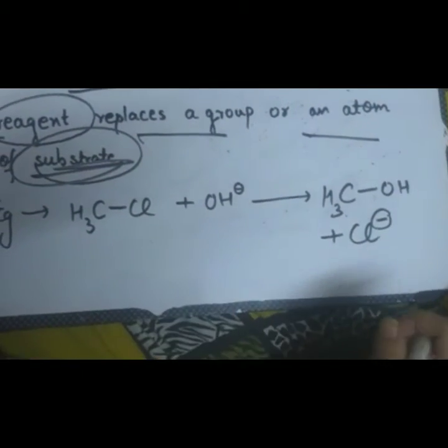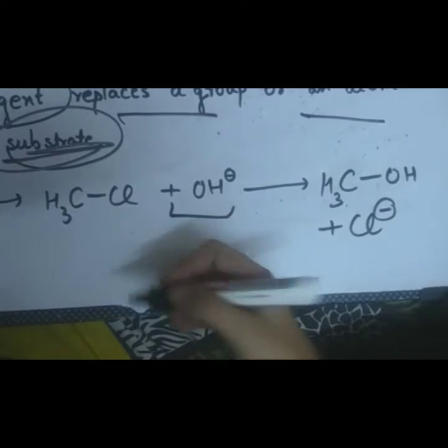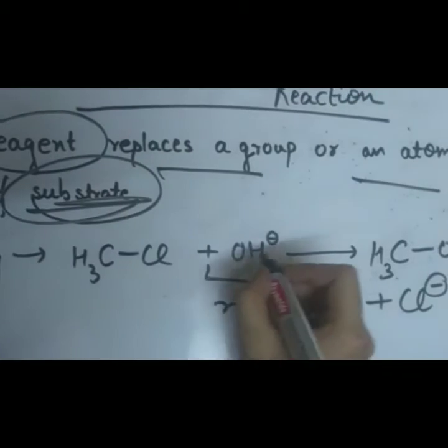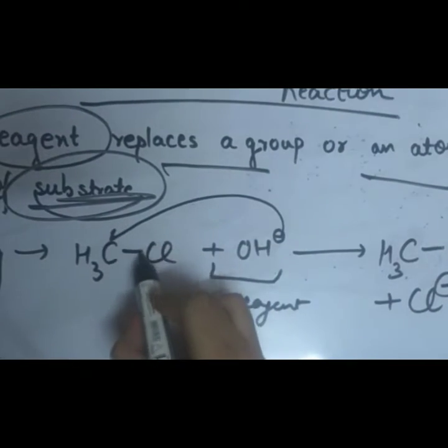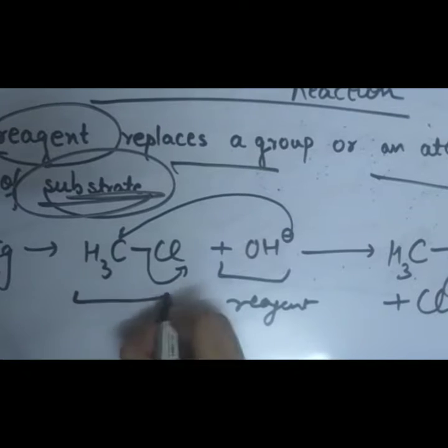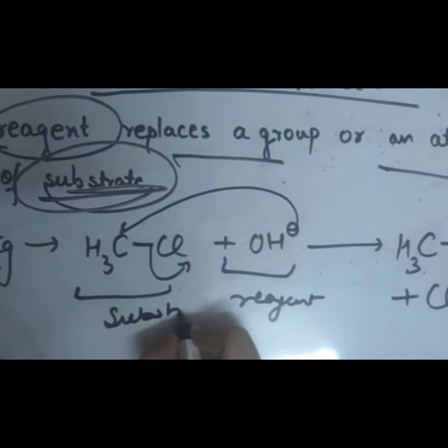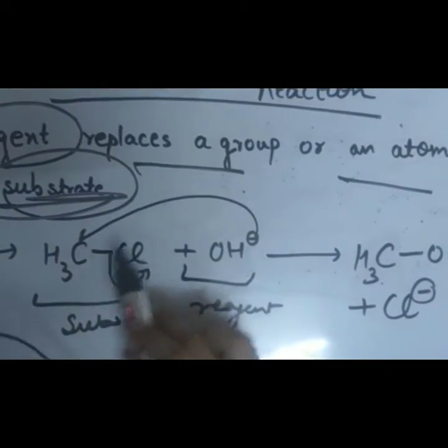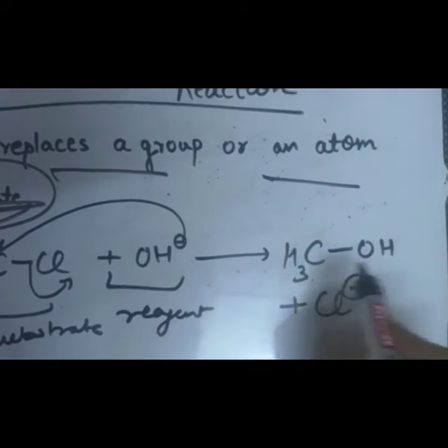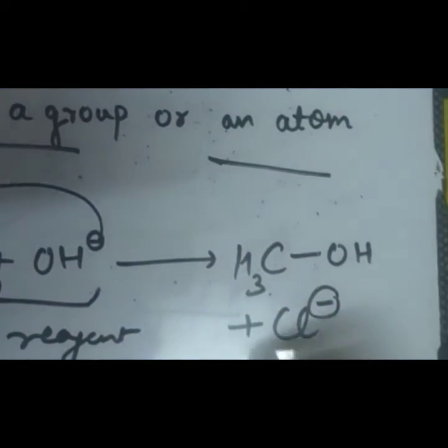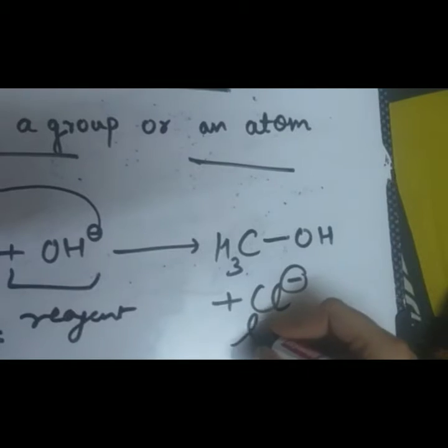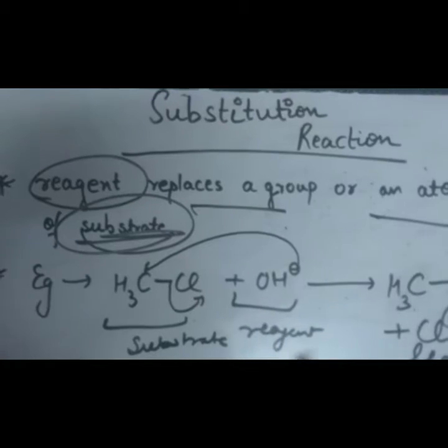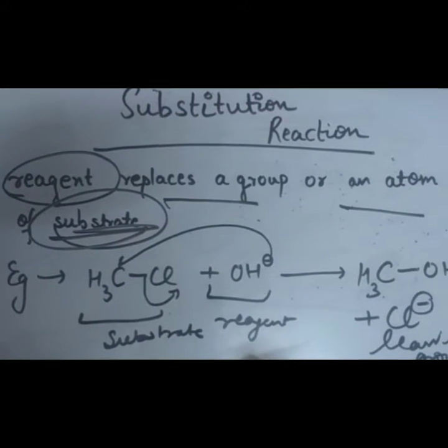So with example we can see this is OH minus, which is an inorganic group which is reagent here. It is replacing Cl, right, from CH3Cl, which is substrate, and we obtain CH3OH. So OH is replacing Cl from CH3Cl and we obtain CH3OH, and Cl leaves. So this Cl minus is leaving group. So this is substitution reaction, also known as displacement reaction.